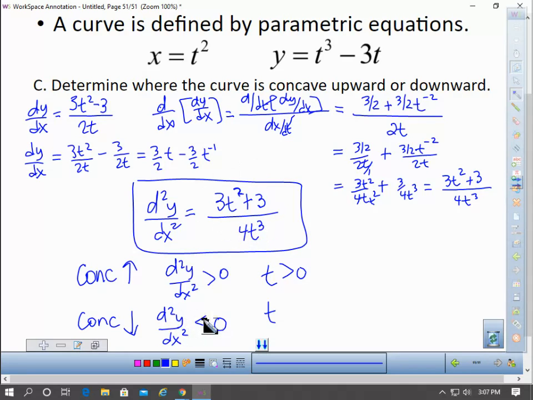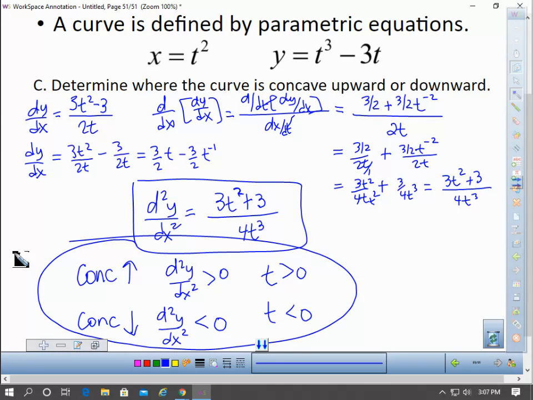If I want my second derivative to be less than 0, what's going to make this expression negative is if t is a negative number. So this is my answer. We're concave up when t is greater than 0, and we're concave down when t is less than 0. And that's the answer to the question.